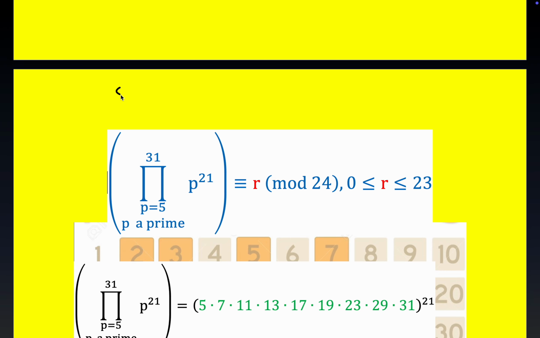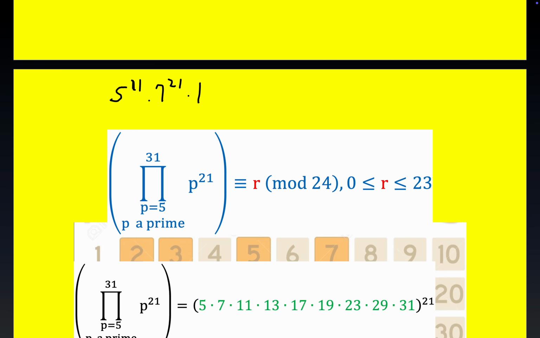We have a pi product problem that amounts to a super large number, and we're trying to reduce it modulo 24. So I'm just going to write out some of the terms here: 5 to the 21st, and this is product notation, not summation notation. So this would be 5 to the 21st, 7 to the 21st. Let's just write out a few of them.